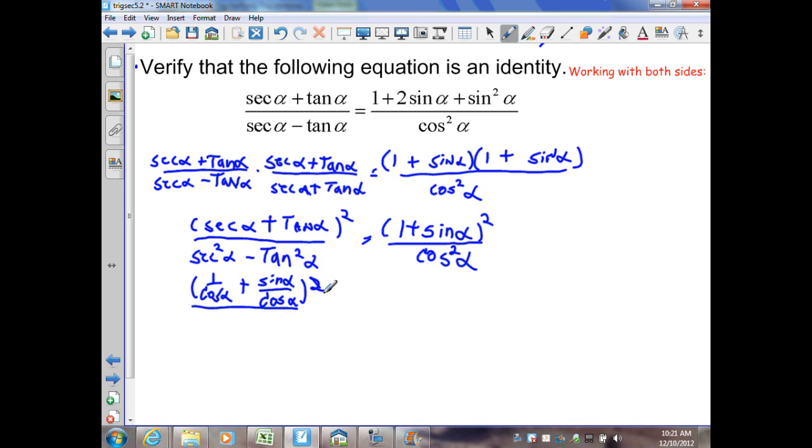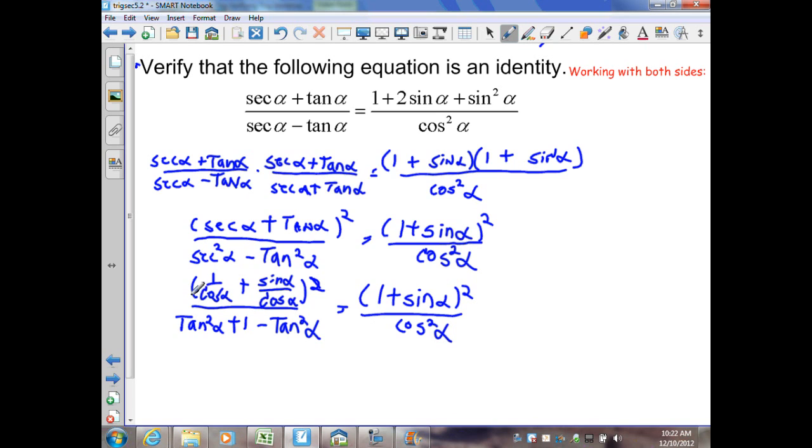Then I have a Pythagorean identity for the denominator. I know that secant squared alpha is actually tangent squared alpha plus 1. And I just bring down the right side.